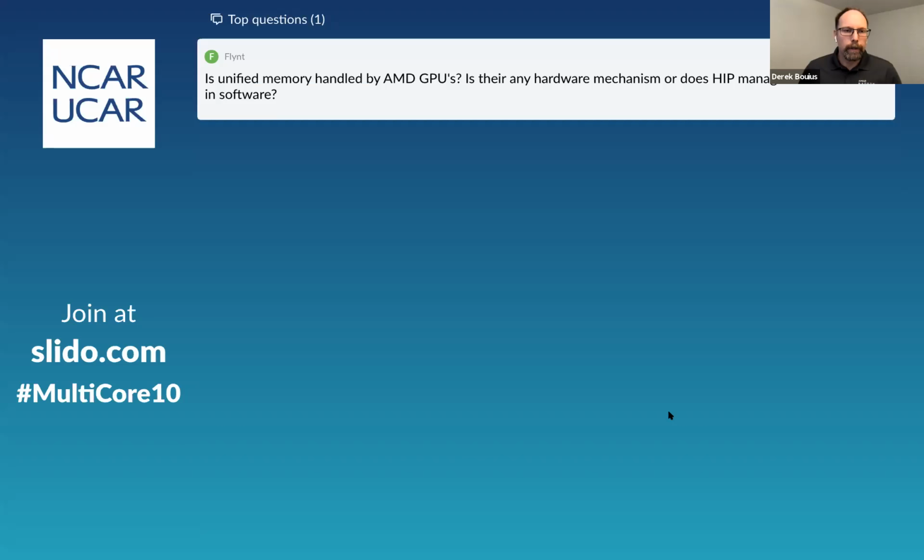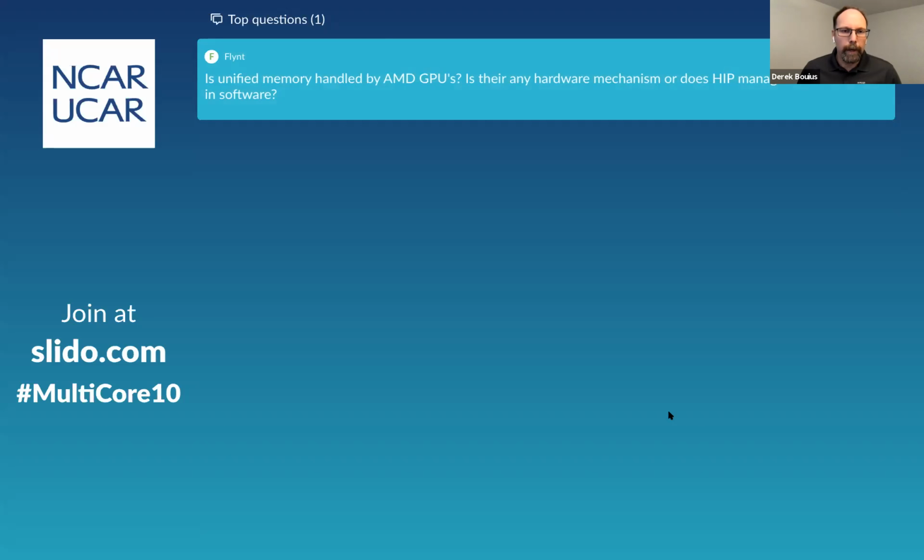The second question is, is unified memory handled by AMD GPUs? Is there any hardware mechanism, or does HIP manage data movement in software? So today it's all software managed. That's a good way to say it. I can't quite talk publicly about what the future will hold. But yes, the unified memory is handled by the software stack.